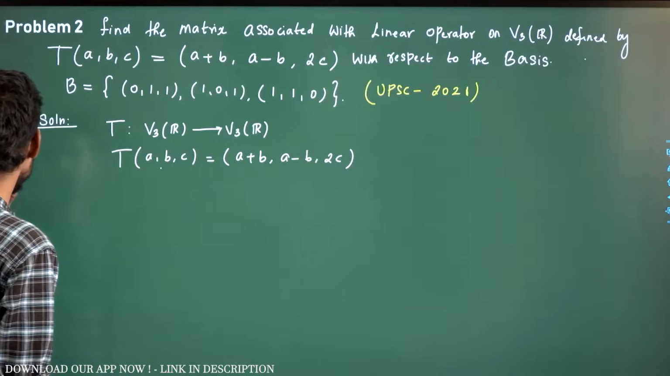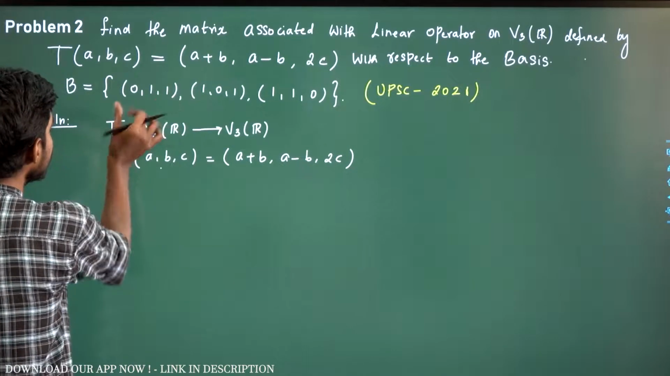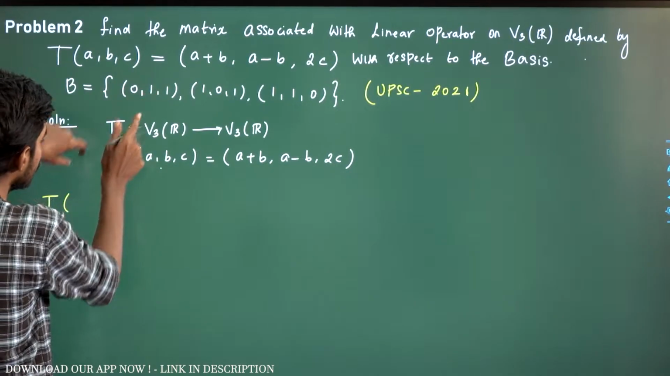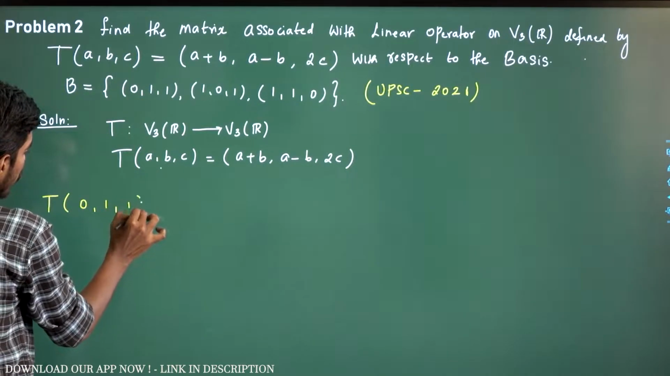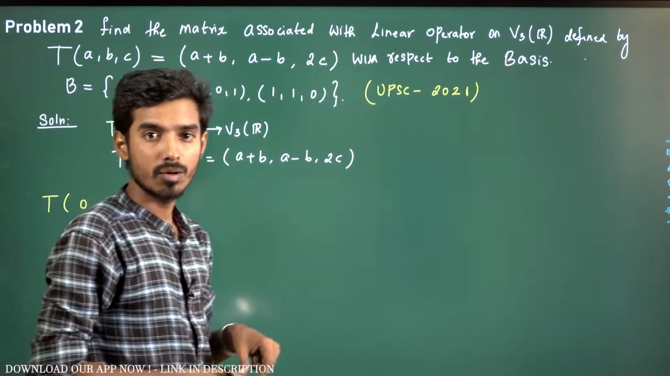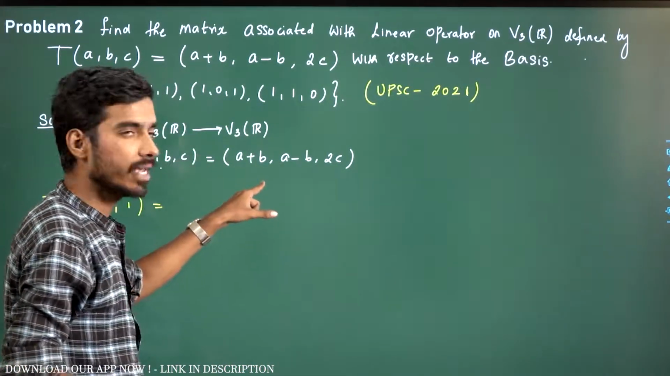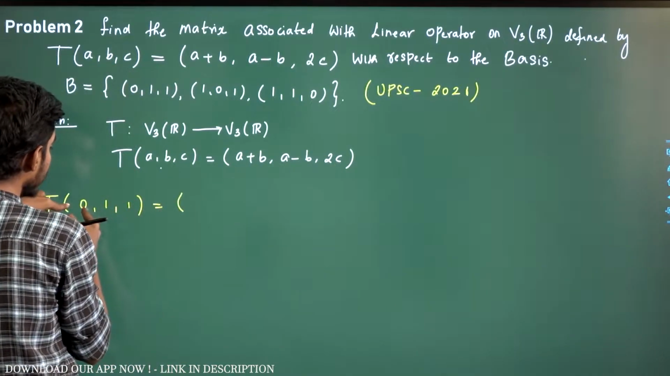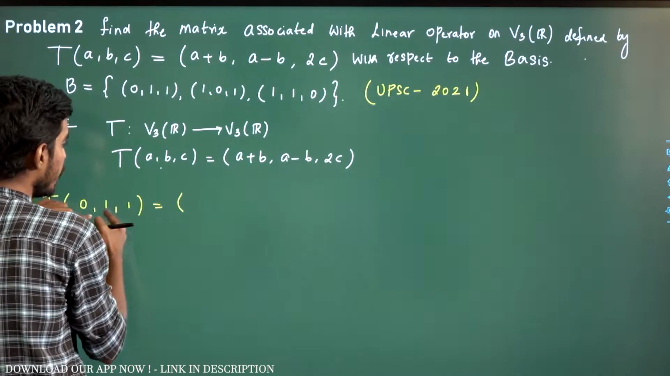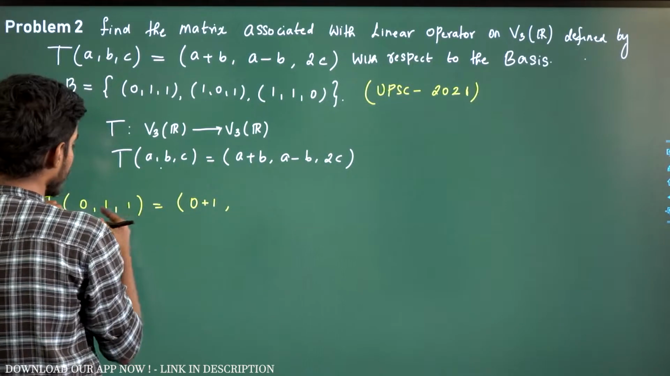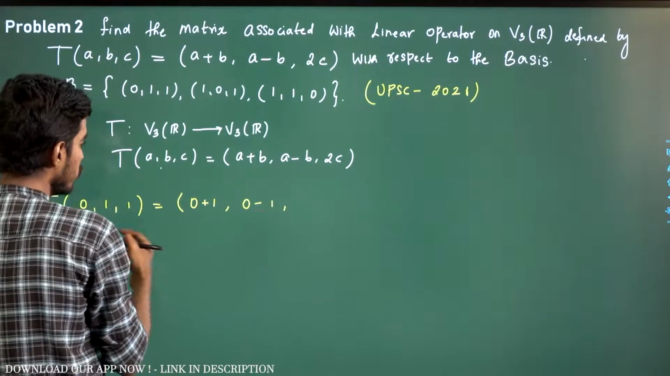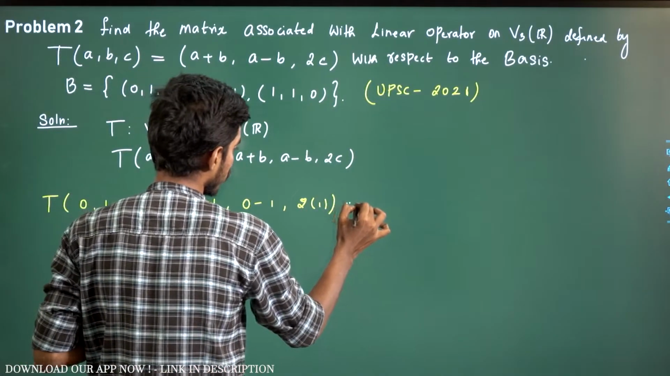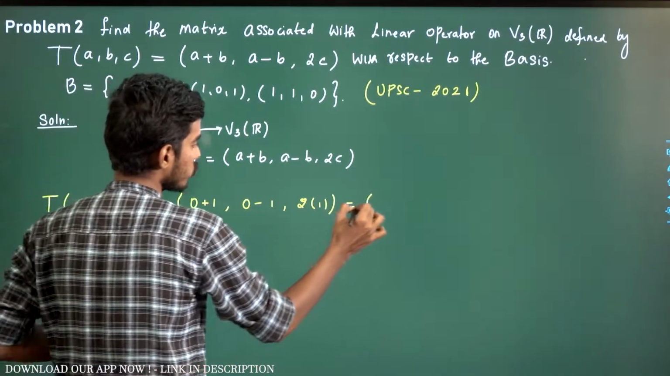First, you take the first element in the basis and input it: 0, 1, 1. What will be the corresponding output? T of (A, B, C) is (A plus B, A minus B, 2C). Here A is 1, B is 1, C is 1. So A plus B, A minus B, 2 times C. Therefore, the output is (1, minus 1, 2).